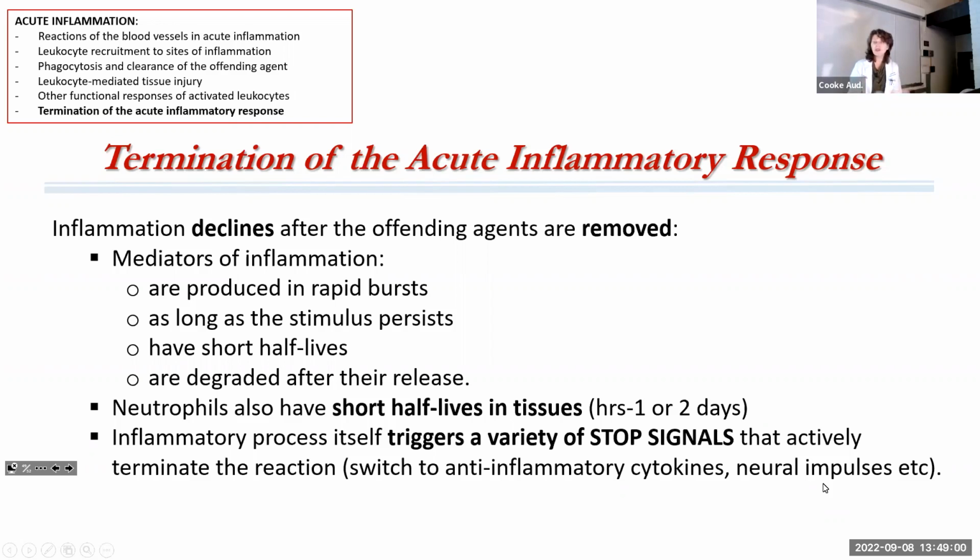The mediators of inflammation are produced in rapid bursts. They exist as long as the stimulus persists. They have short half-lives and they are degraded after they are released. Those are the mediators. Also, neutrophils have short half-lives in tissues, hours or maximum 1 or 2 days. And the inflammatory process in itself triggers a variety of stop signals that actively terminate the reaction. It switches to anti-inflammatory cytokines. It's a yin and yang.